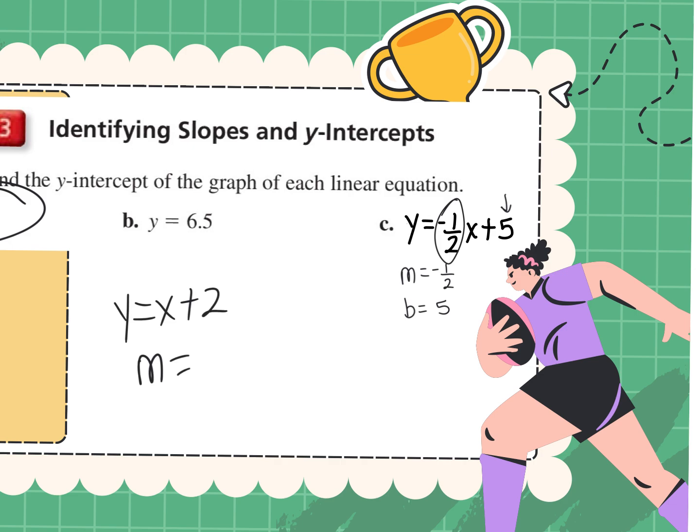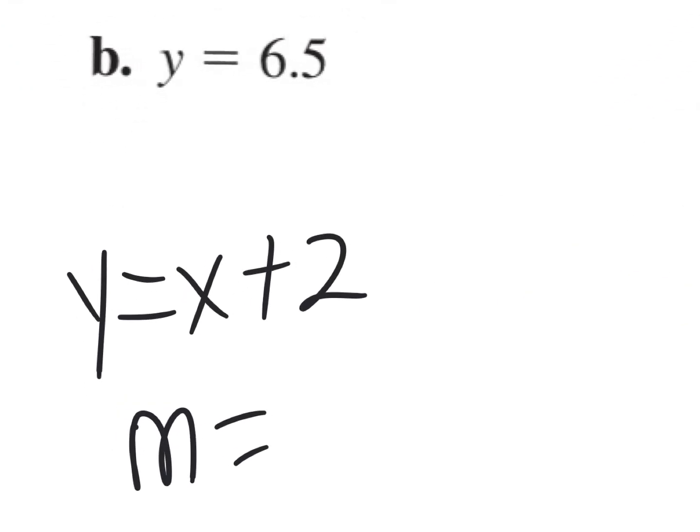1. If there is no number in front of the x, that means it's really an imaginary 1. 1x is the same thing as just saying x. So whatever is in front of the x is the slope. The slope is never x. It's what's in front of the x. If you don't see anything in front of the x, that means the slope is 1. What if it said -x? What would the slope then be? -1. All right? All right, let's look at b.